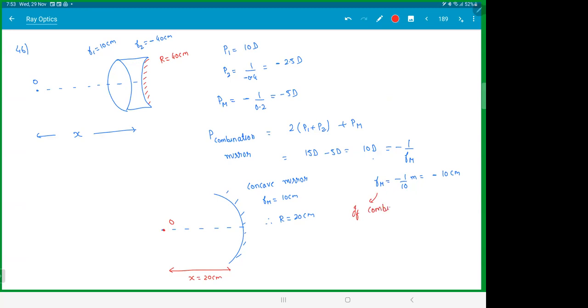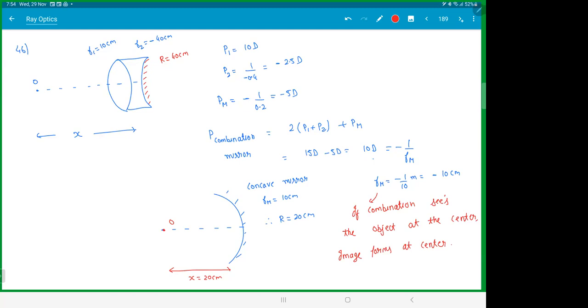So if the combination mirror sees the object at the center, image will form at the center again. So that should be 20 centimeters. So if you keep x equal to 20, the whole combination will think the object is placed at the center of this concave mirror, and done. Easy?